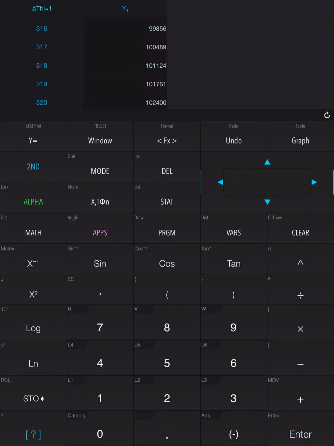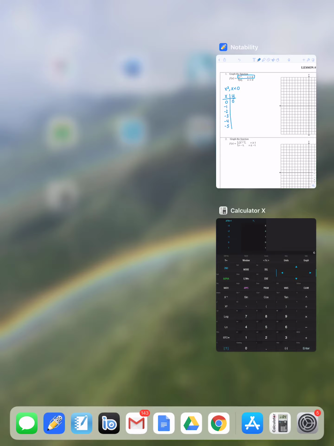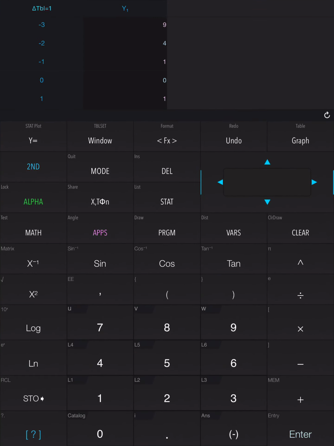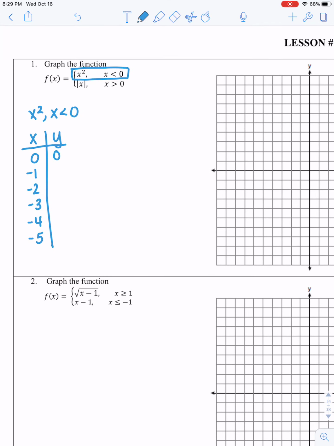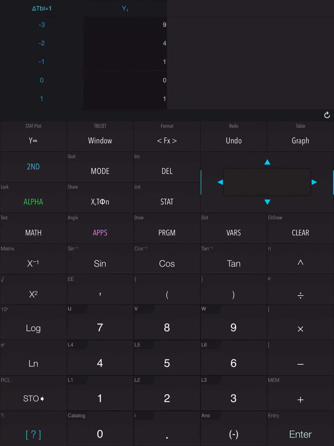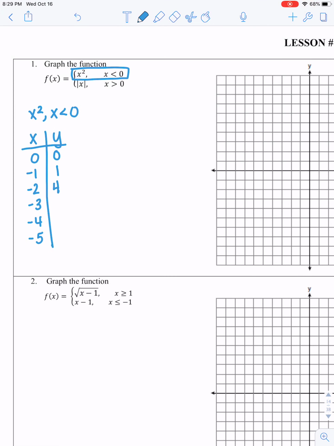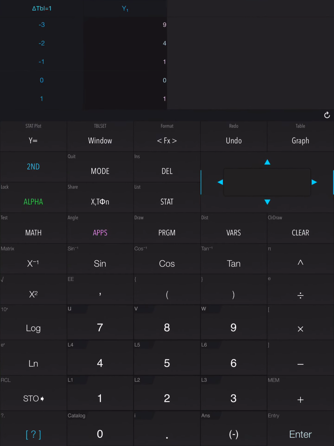So I want where x is less than 0. My first value was 0. At 0, we have also 0 for our y value. When x is -1, our y value is 1. When x is -2, our y value is 4. And this should be much quicker for you guys because you have your graphing calculator in front of you.